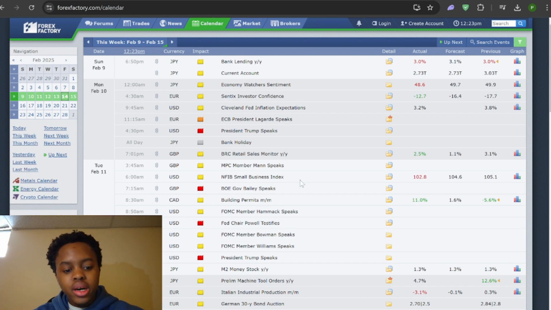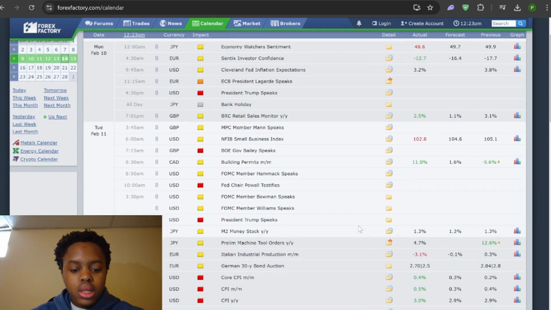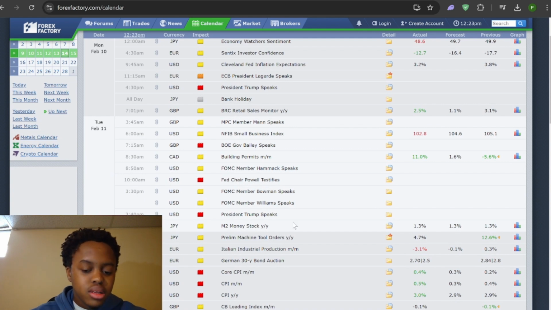So you need to check them out. This is where you can open, for example, President Trump speaks. Trump is going to speak February 11, Tuesday. I think we're already past that. February 11 Tuesday at what time? 3:40 p.m. You can use this to check the time the news is going to come in and probably affect the market. You can see how the market is moving, then take it from there.